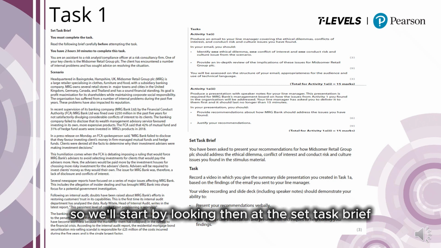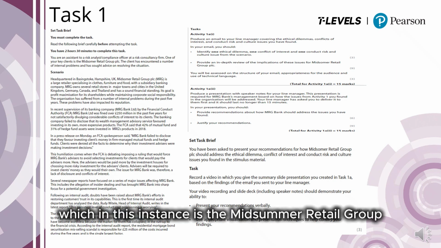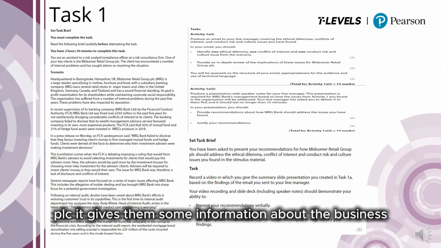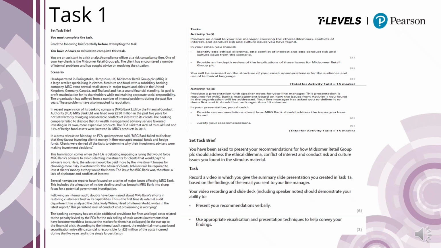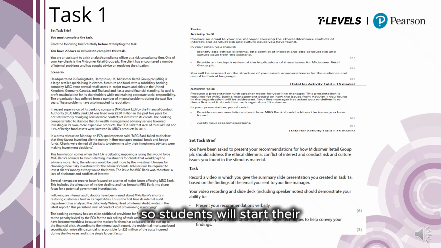So we'll start by looking at the set task brief. You can see here that students are going to be provided with a scenario, which in this instance is the Midsummer Retail Group PLC. It gives them some information about the business. And it also gives them some information about a recent experience, what's happened, what the consequences were. So students will start their task by reading the scenario and any other stimulus material. And then you can see on the right here some of the tasks that the students will then be expected to undertake as a result.